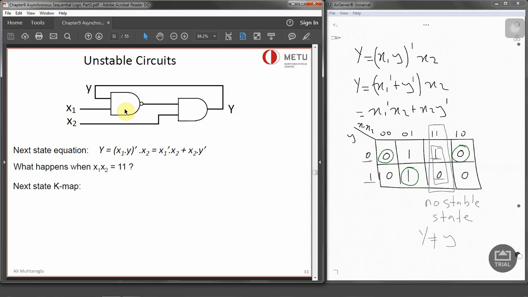And this is what we observe from unstable asynchronous sequential circuits. And the cycle may be desirable if you are building an oscillator or a clock generator. Otherwise, it might be problematic.